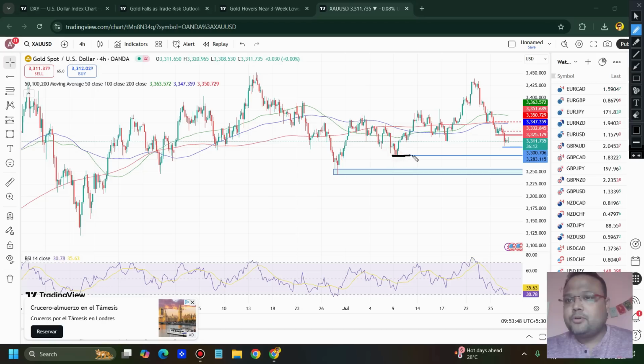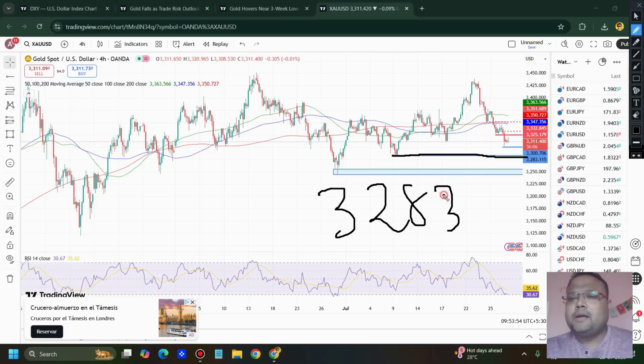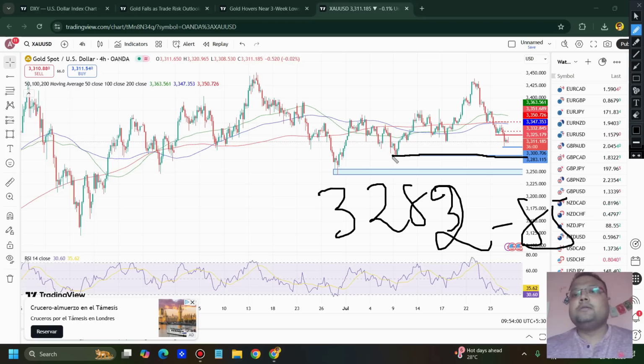So another support where we can look for a buy is around 3282 to 3285. This is another level where we can look for a support if market goes down. As I said, 3250 is a good level for swing traders. 3282-85 is not very good for swing traders, but as a day trader, you can expect a bounce of 60 to 80 pips.